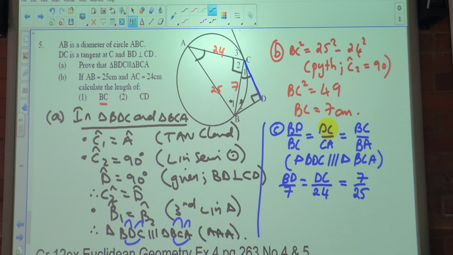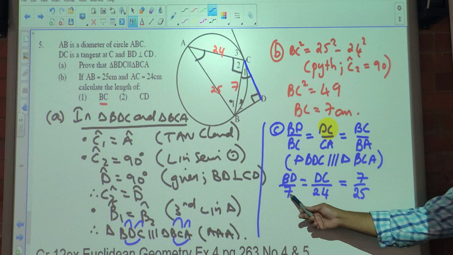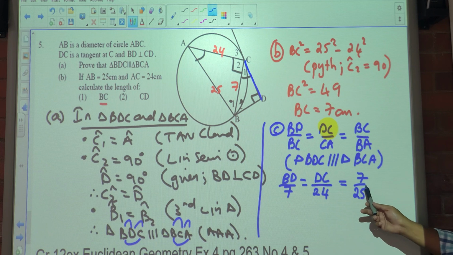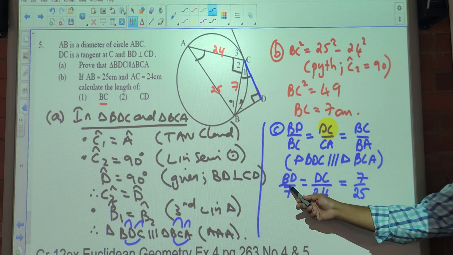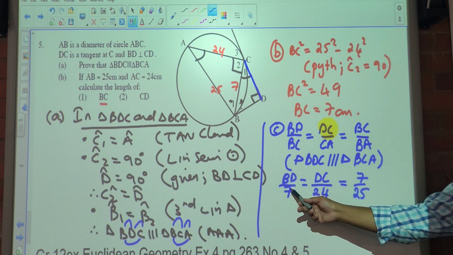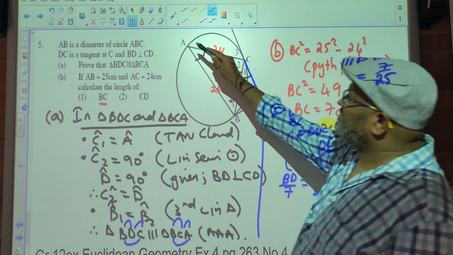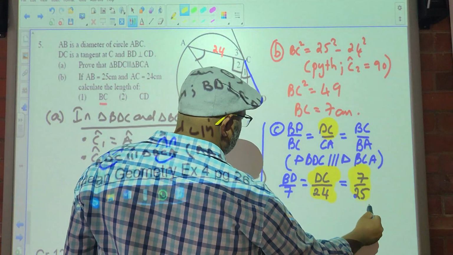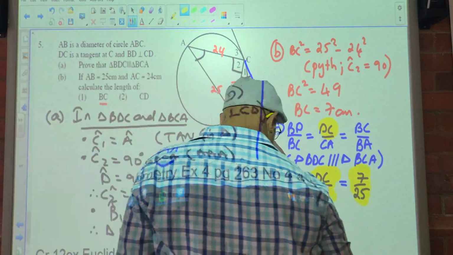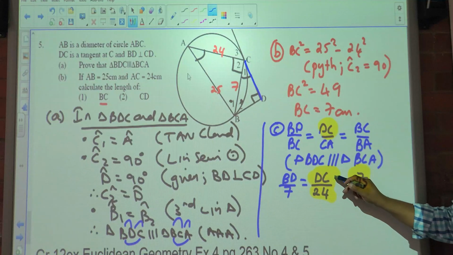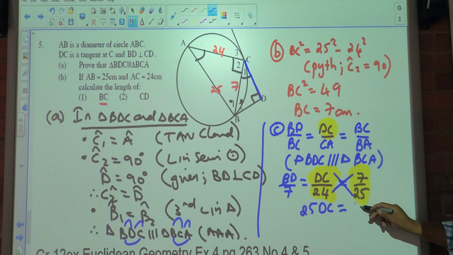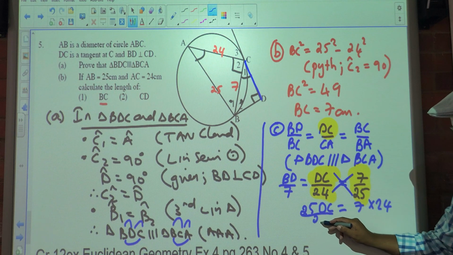What do we notice? What are we going to use? Those two. Why not these two? We're not calculating BD. We don't need BD. That's not a question. Guys understand? So these are the two ratios I will be using. So what do we do? Cross multiply, not so? So that will be 25 DC is equal to 7 times 24. Not so? So divide by 25 both sides.